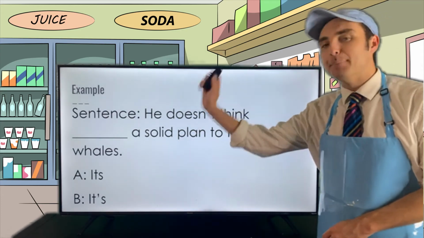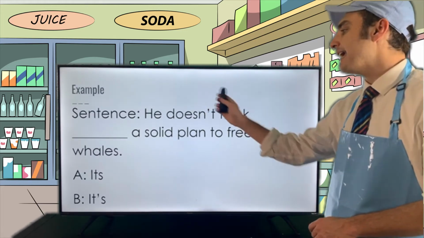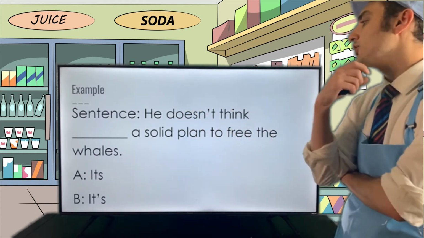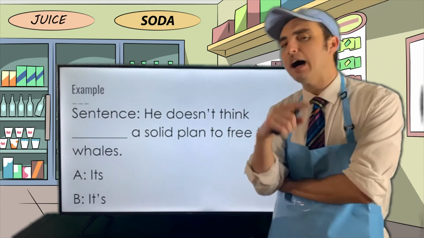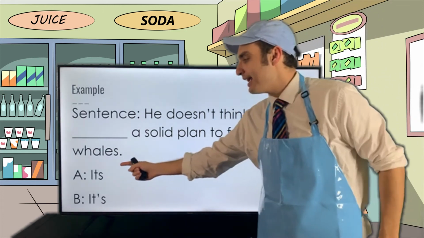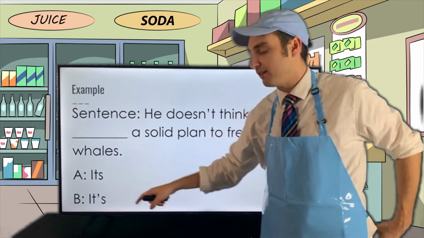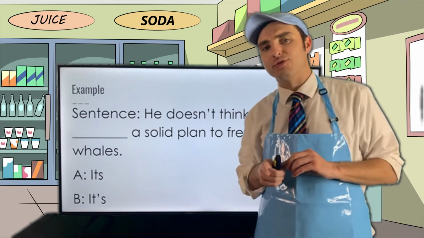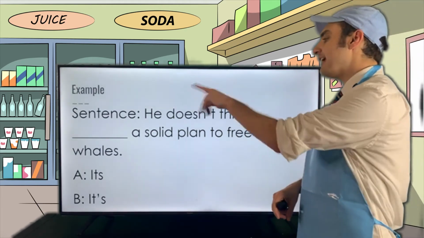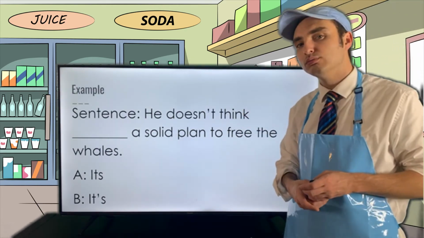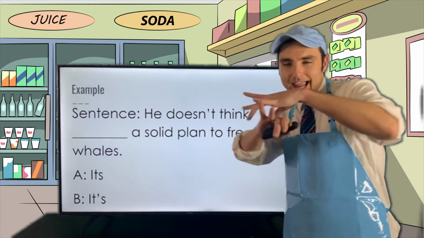He doesn't think blank a solid plan to free the whales. So he doesn't think it's a solid plan to free the whales. But which it's is correct here? Go ahead and put it into the comments section. Which it's is correct? Is it A, the possessive form, or B, the contraction? Throw that into the comments section for me. A or B best fits this sentence. He doesn't think it's a solid plan to free the whales. And I'm going to go ahead and give you the answer.